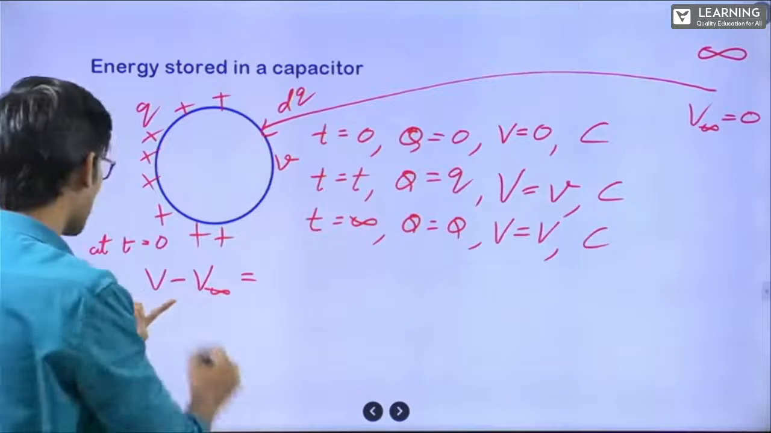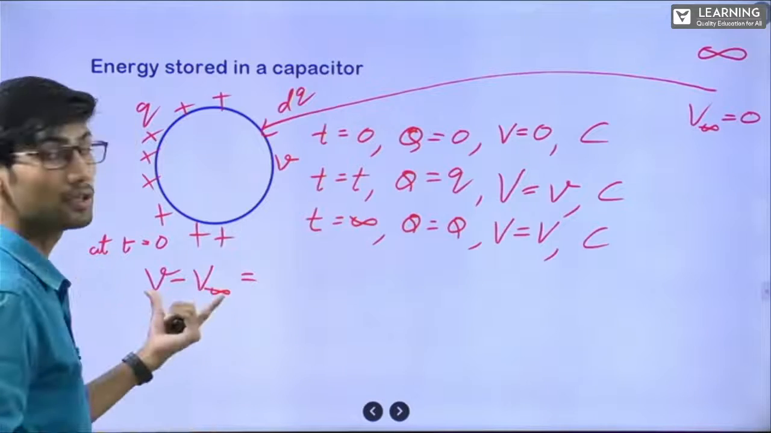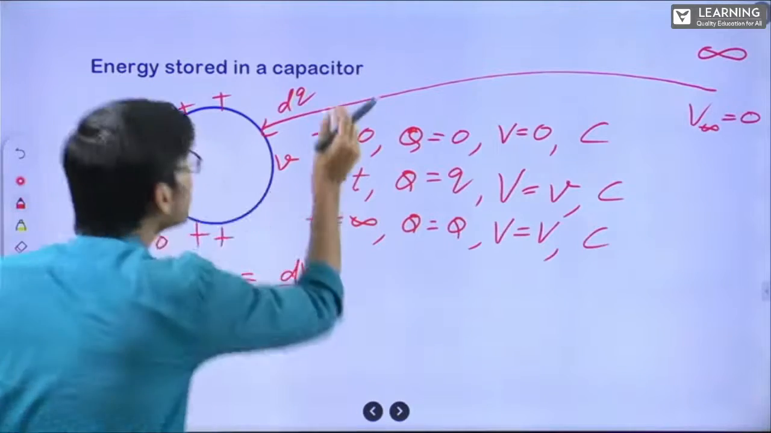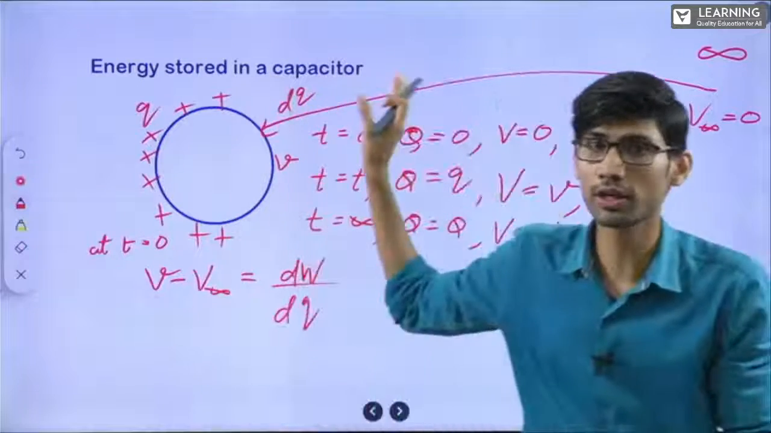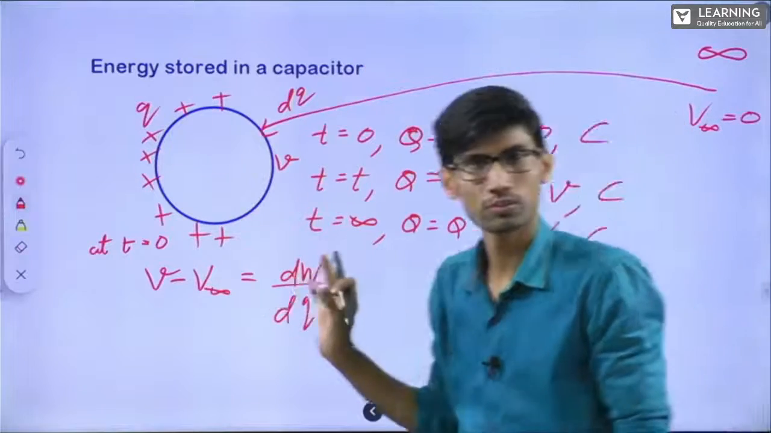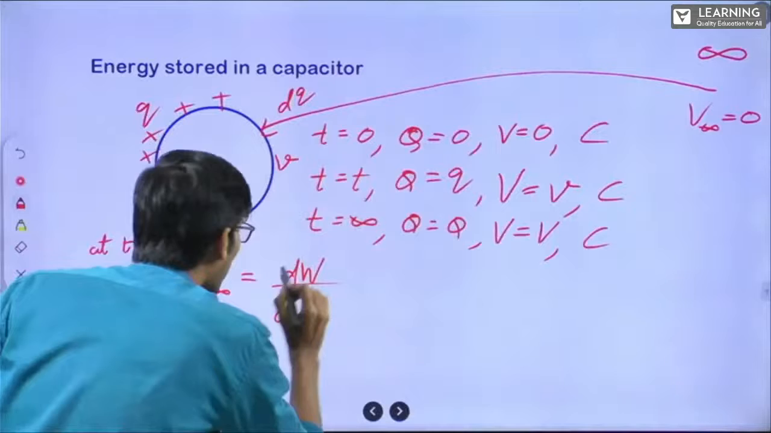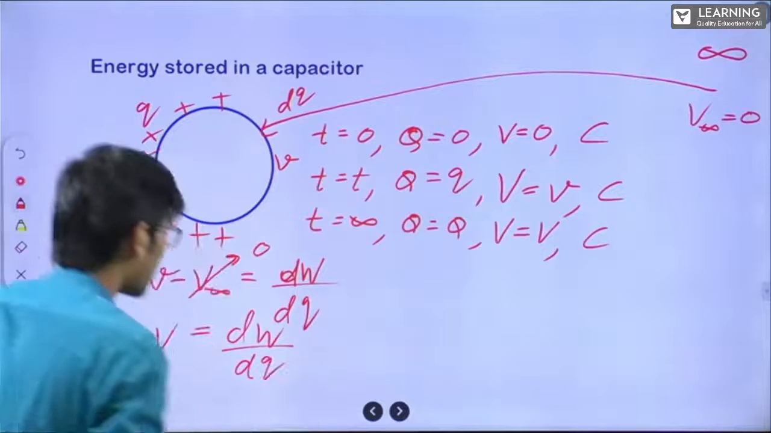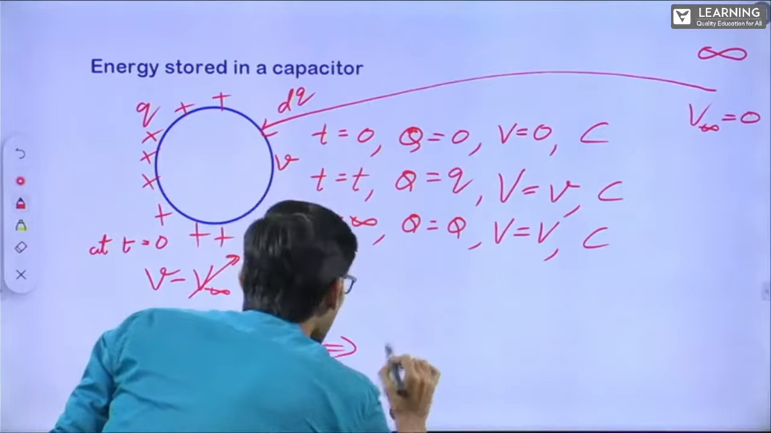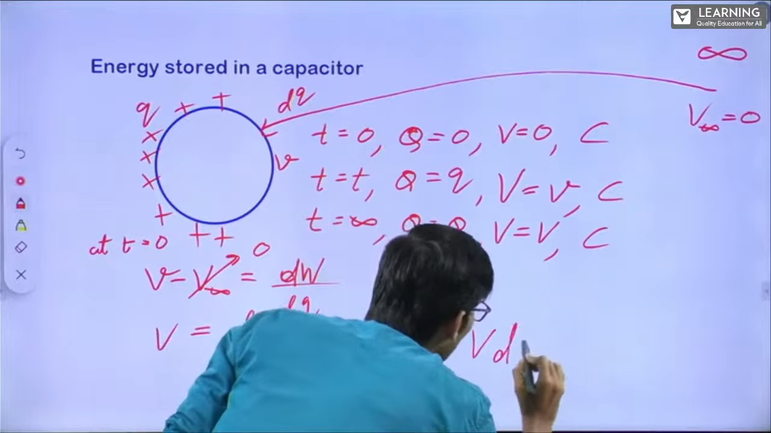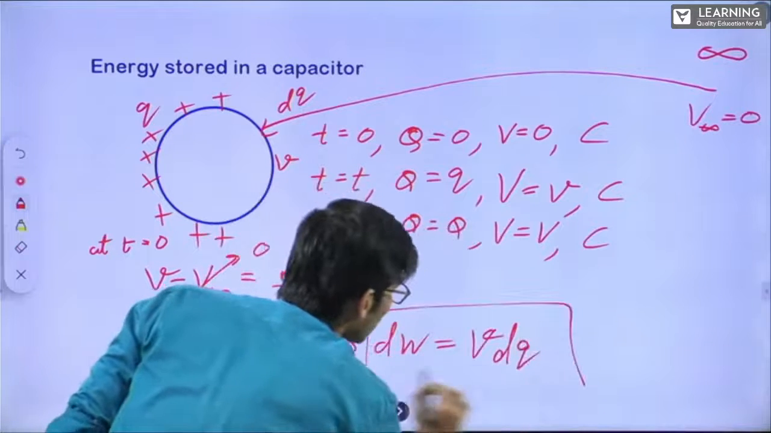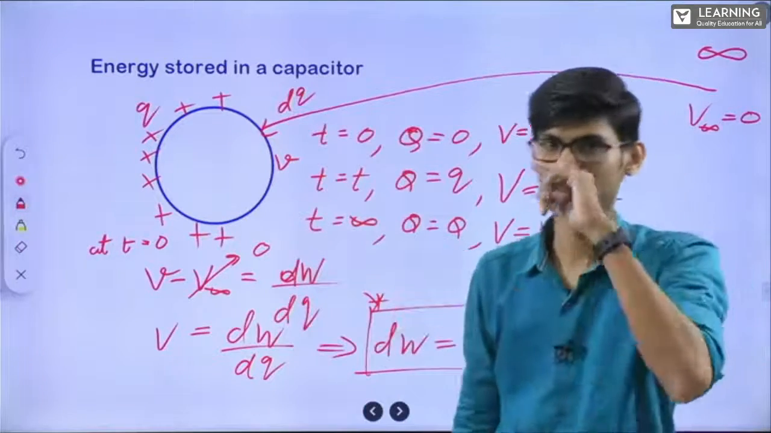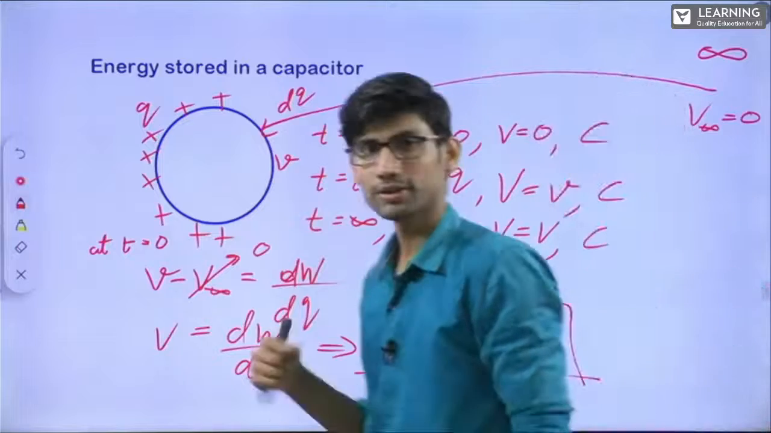V minus V infinity, small v, is equal to dW by dq. This dq we are bringing, and for bringing this dq, the small work done is dW. I hope you got this. So now V infinity is 0, so V is equal to dW by dq, correct? From here, dW is equal to V dq. Very important. dW is equal to V dq. From here we will derive the formula. It is at some time t.